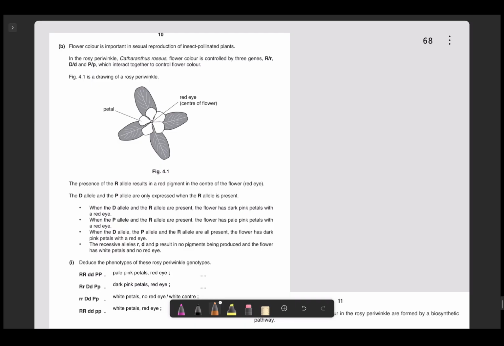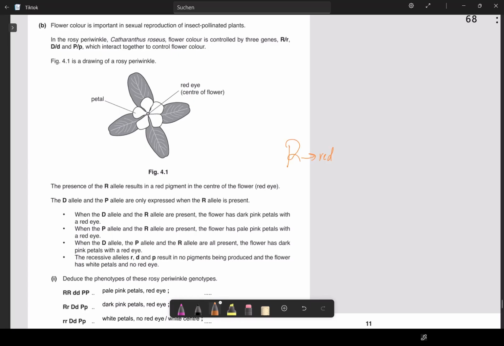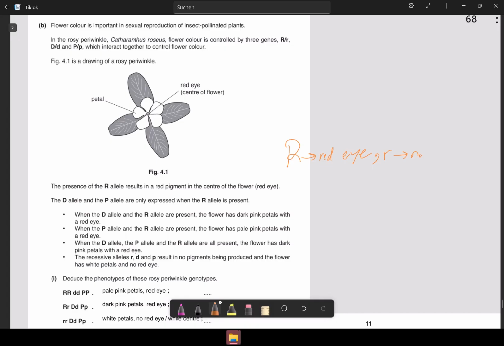This question was telling us that there is a rosy periwinkle flower that is controlled by 3 genes. The presence of the R allele results in the red pigment in the center. So the dominant R results in the red pigment in the center, or the red eye. Having the recessive one means no red eye. Now we have D and P. They're only expressed when the dominant R is present. So if we have small r, none of those are going to be present, and the flower is going to be white. So it has no red eye and is white.